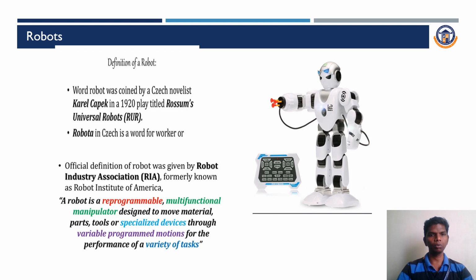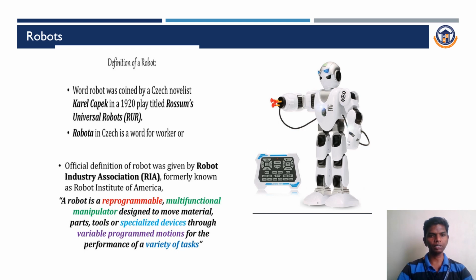So what is a robot? The word robot was coined by a Czech novelist Karel Capek in a 1920 play titled Rossum's Universal Robots, RUR. A robot is a word for a worker.